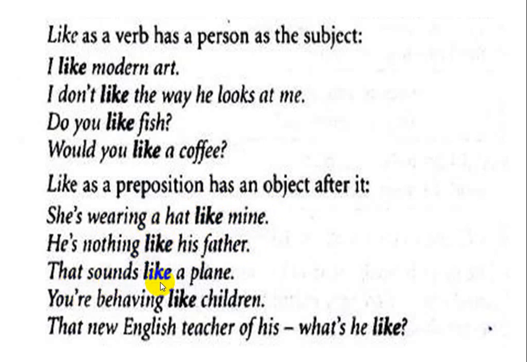That sounds like a plane. A plane is the object. You're behaving like children. Here children is the object. It came after the preposition like. That new English teacher of his, what's she like? So here like in these sentences is a preposition and has an object after it.